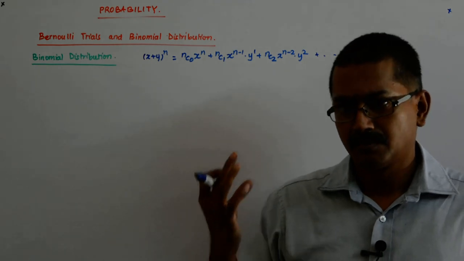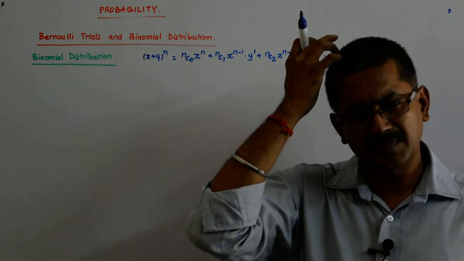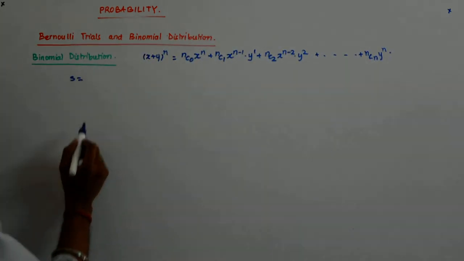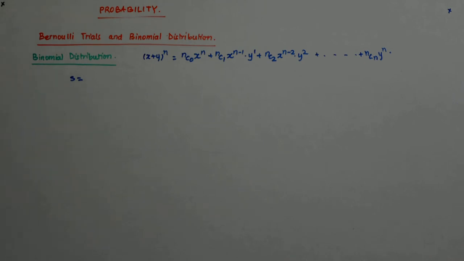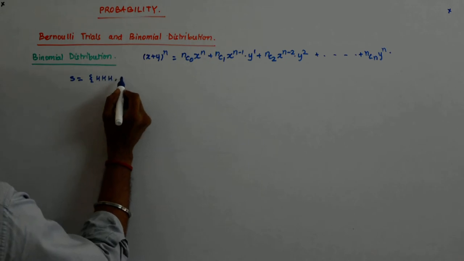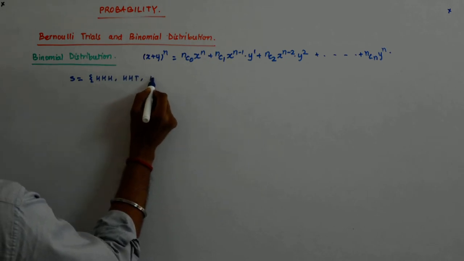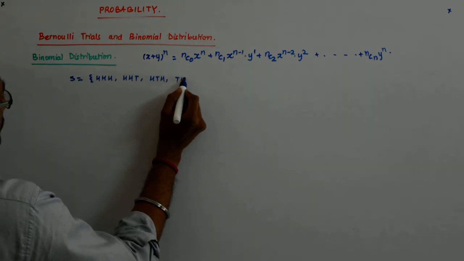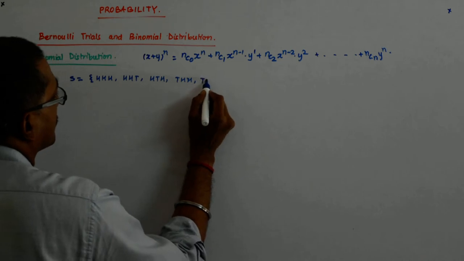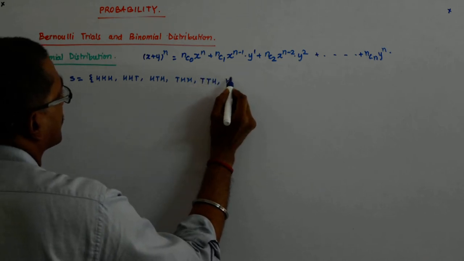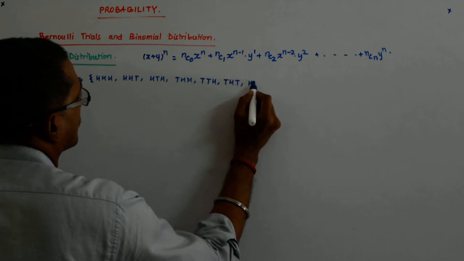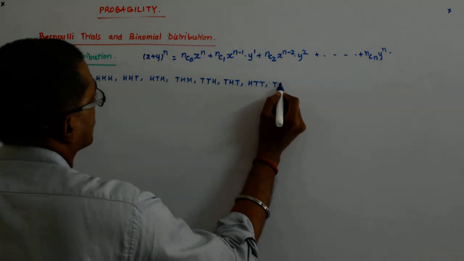The experiment is flipping 3 coins simultaneously or maybe one after another. And what is the sample space? Again the same thing: HHH, HHT, HTH, THH, TTH, THT, HTT, TTT.